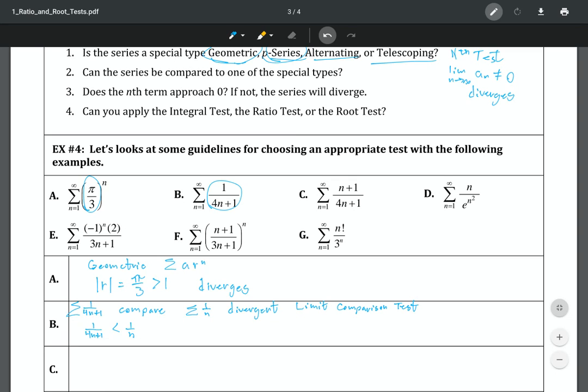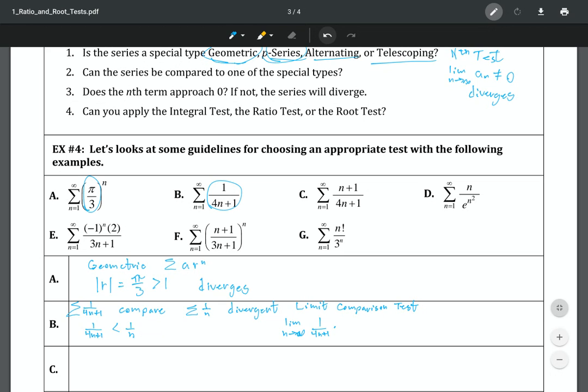So what I compare it to is divergent. That's a harmonic series or a p-series, whatever you want to call it. That's divergent. Just a quick reminder, what I do is take the limit as n goes to infinity of 1 over 4n plus 1, and then divide that by the thing I'm comparing it to, which in this case is 1 over n.